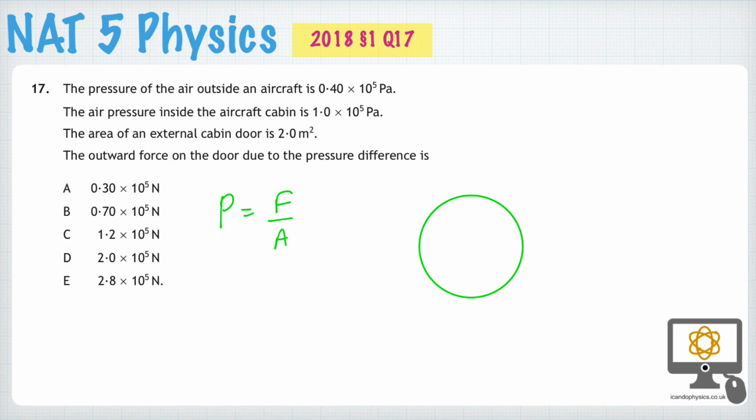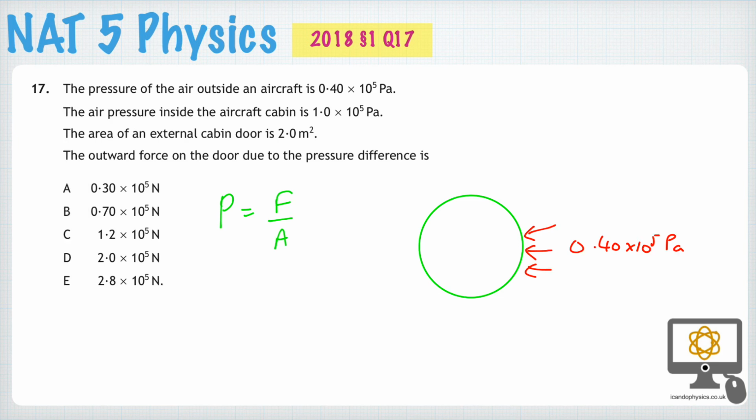And what we'll say is that there are two pressures here. There's the pressure of the air outside the aircraft, which is pushing in, and the pressure is equal to 0.40 times 10 to the 5 pascals. So that means 0.4 times 10 to the 5 newtons on every square meter.